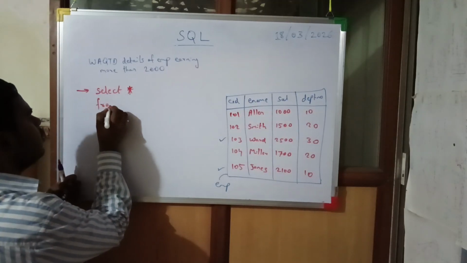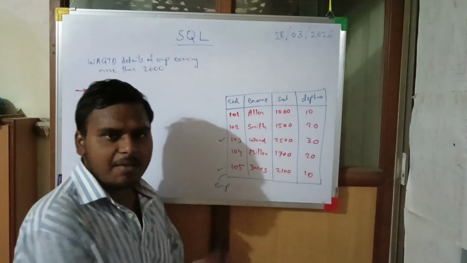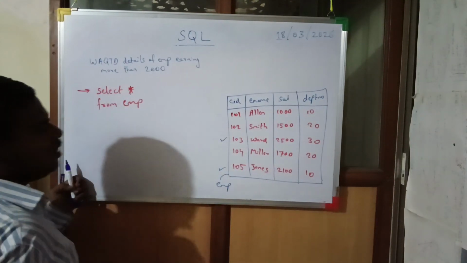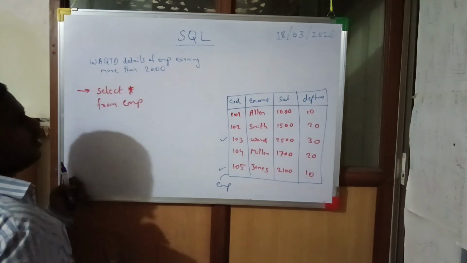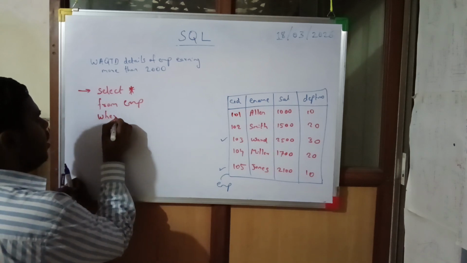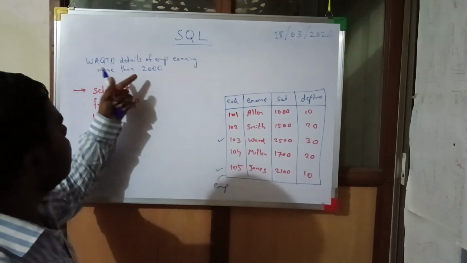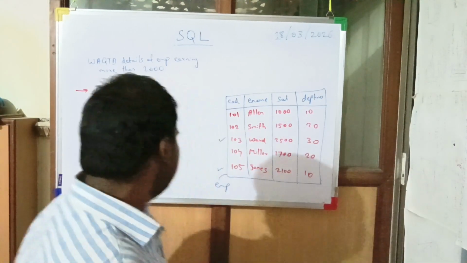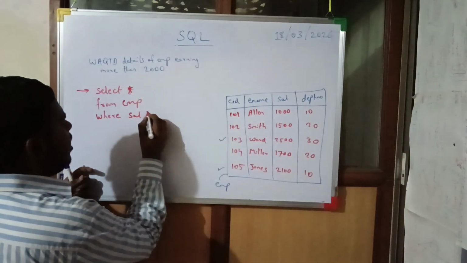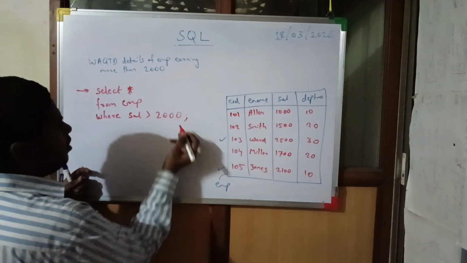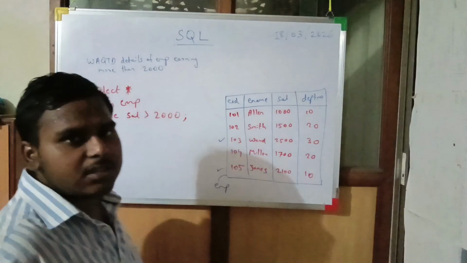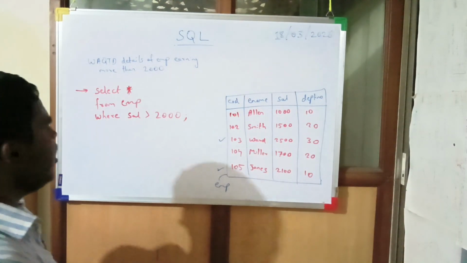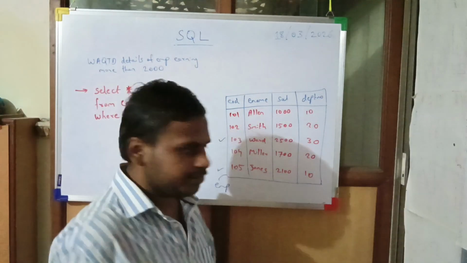After that, the from clause. In the from clause, what is the table name? The table name is EMP, so I will write EMP. Select asterisk from EMP. After that, which clause do I write the condition in? The where clause, the filter condition. Earning means the salary column; salary should be more than 2000. So I will write salary greater than 2000. Semicolon to end the query. This is how we write the query. So now we will see the order of execution, how it's working.